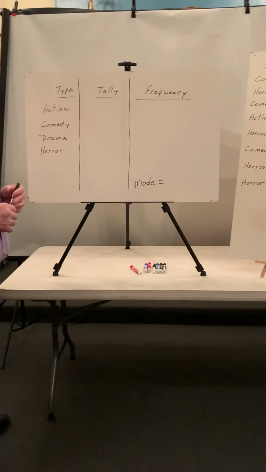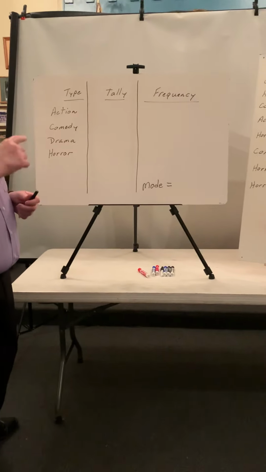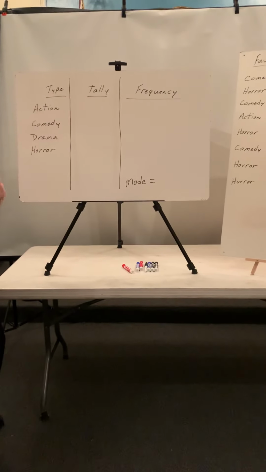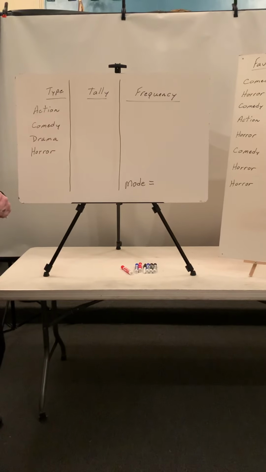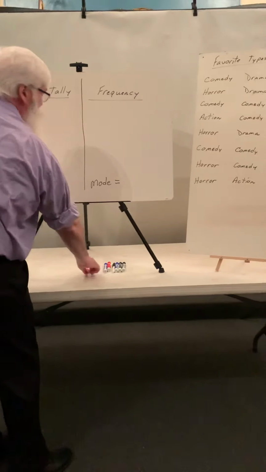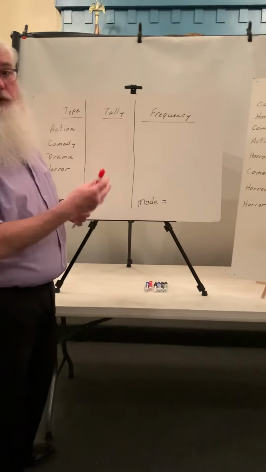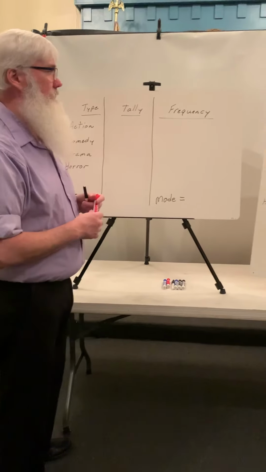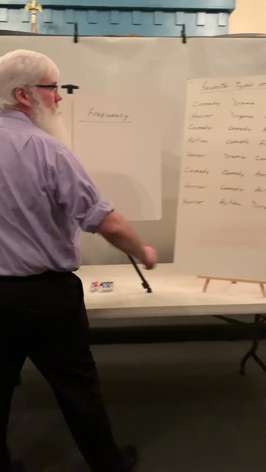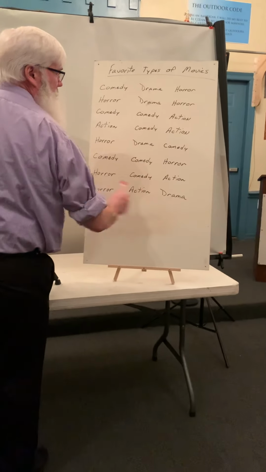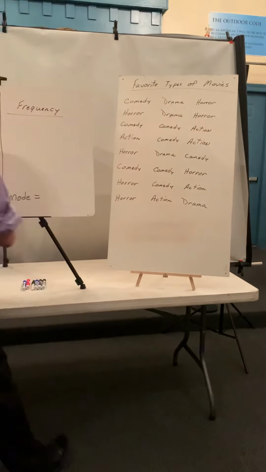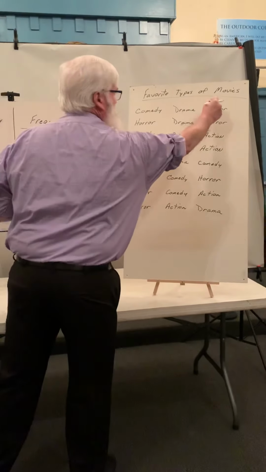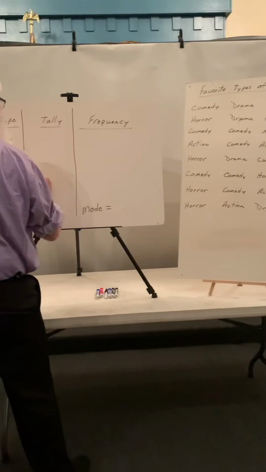And now we need to put tally marks on our chart from our list of data. And of course, as always, as we go through and put our tally marks, I'm going to cross off our data list. So I'm going to start over here. I'm going to do this column first. So I see I have one for horror. I'm going to cross that out. I have another one for horror.